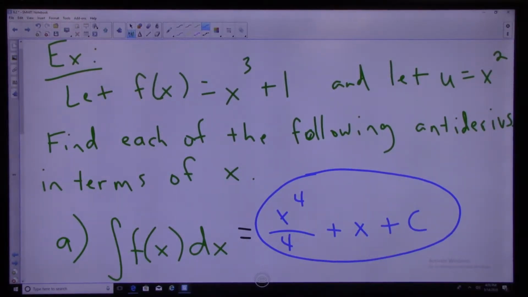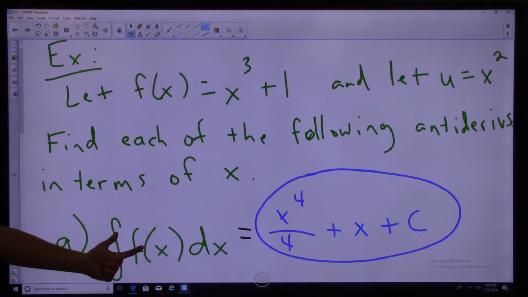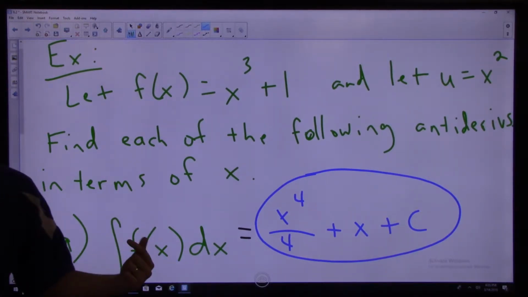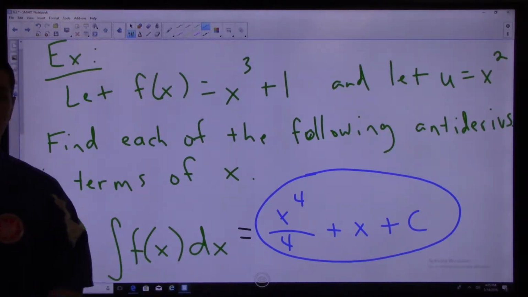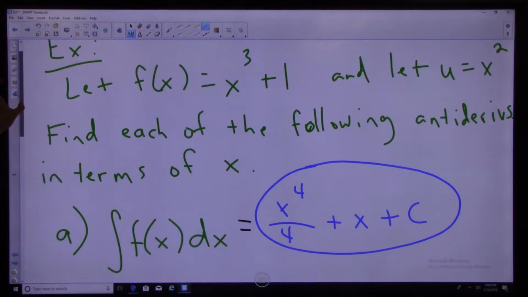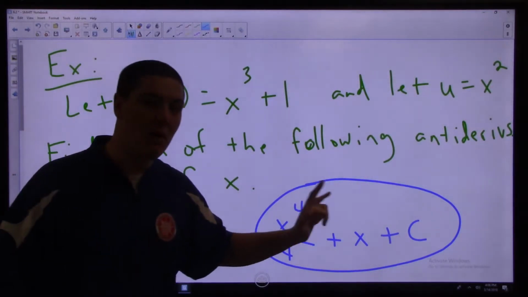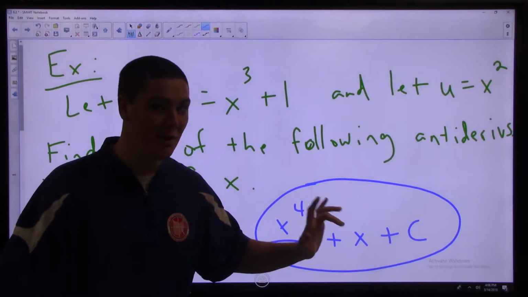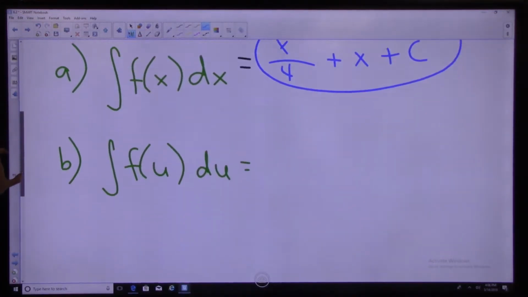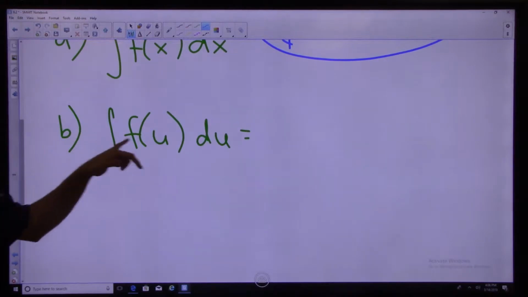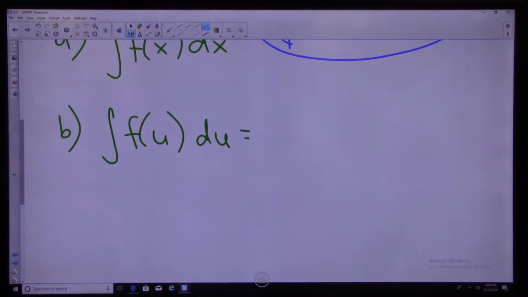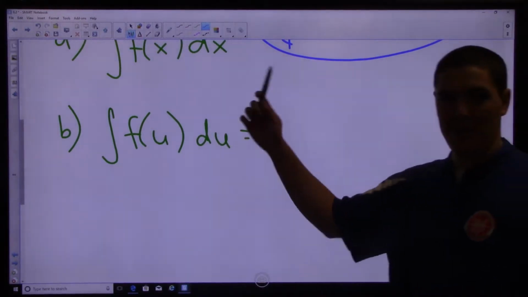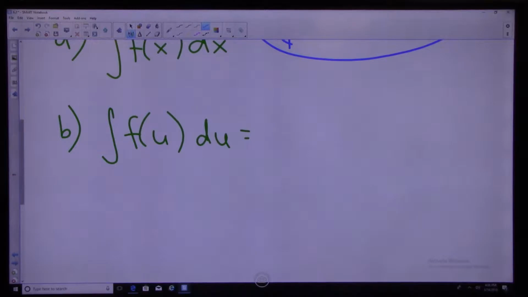Pretty simple. Now I want to make some connections here between the integral, the antiderivative of f of x, the antiderivative of f of u du, and also the antiderivative of f of u dx. Remember, make sure you say f of u. That's important. So it's the integral of f of u du. You don't put that "of" in there. So f of u du, let's talk about this.